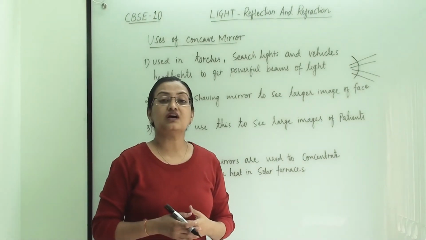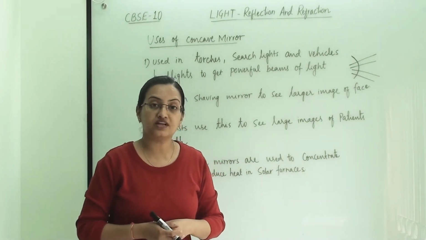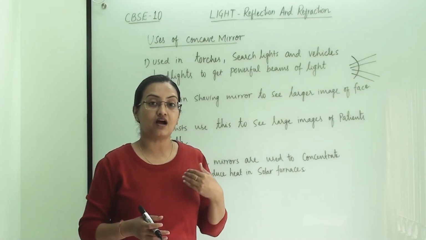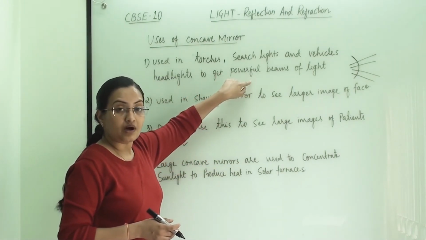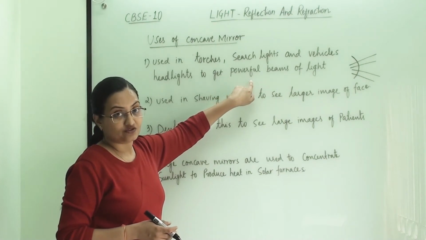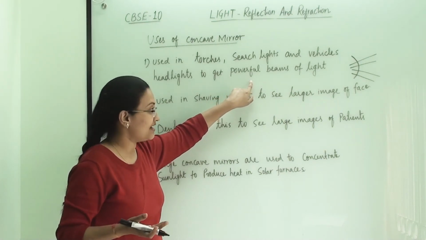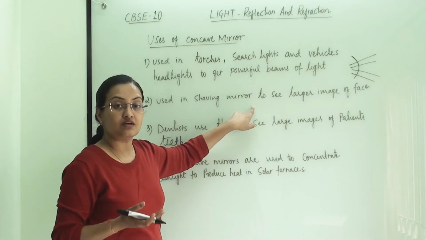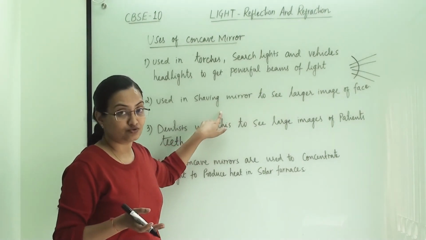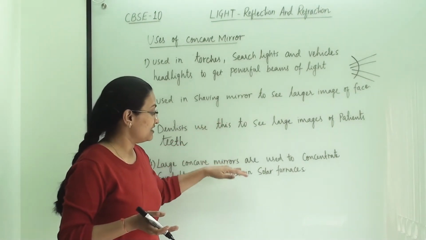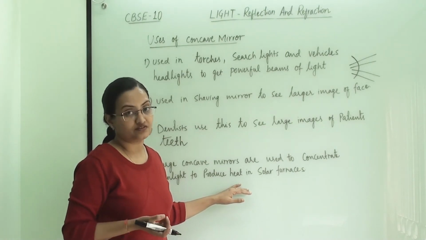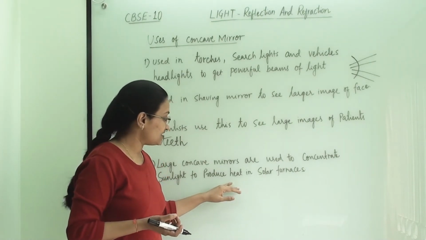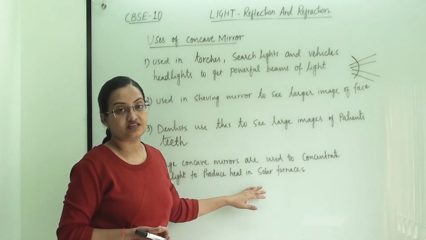So these uses are based on the characteristic properties of concave mirror. As they are giving a powerful beam of light, they are used in the headlights of vehicles. They are giving us a larger image, so they are used in the shaving mirror, and they will give us a concentrated beam of sun rays. So that's why they are used in solar furnaces also.